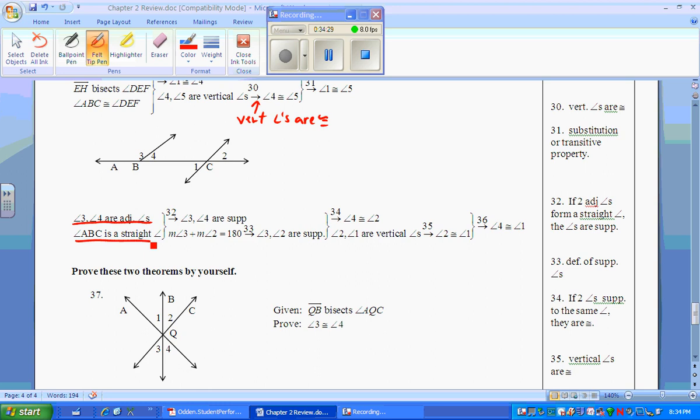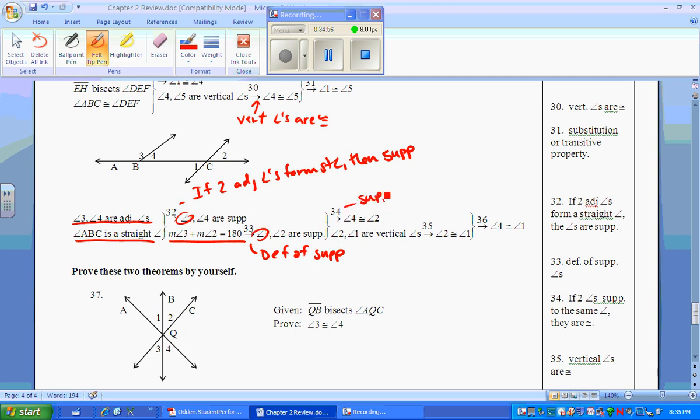These are adjacent and form a straight. So if two adjacent angles form straight angle, then supplementary. This is given 2, so then this one would be definition of supplement. Well, 3 and 4 are supplement, 3 and 2 are supplement. 3 is the same angle, so this is the supplements of same angle are congruent.